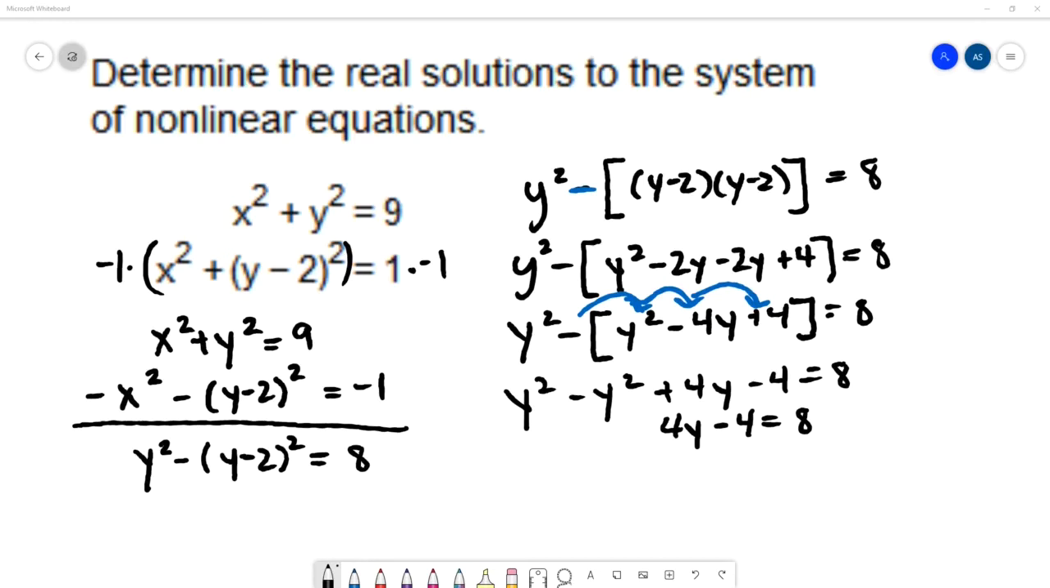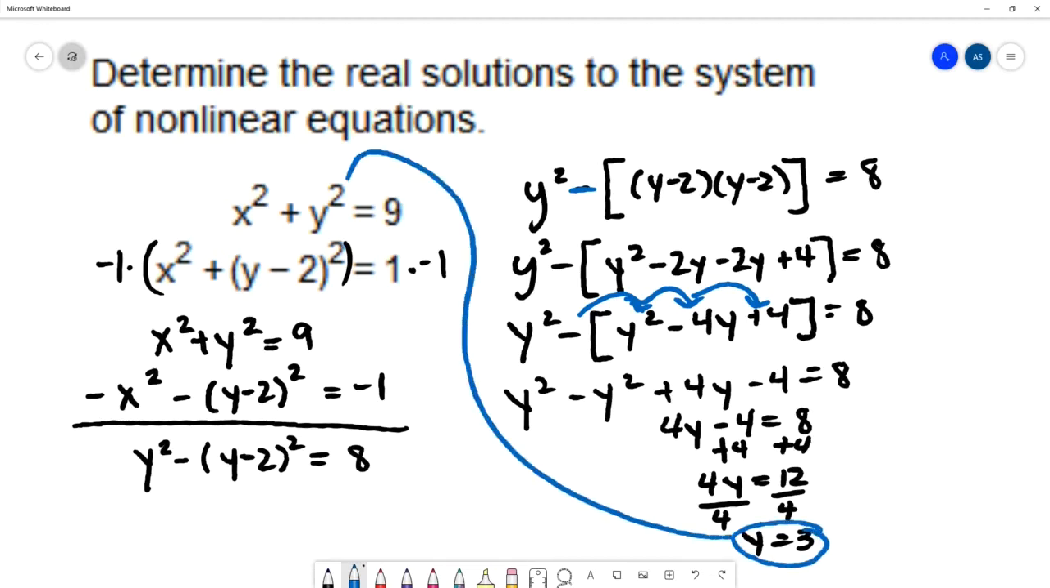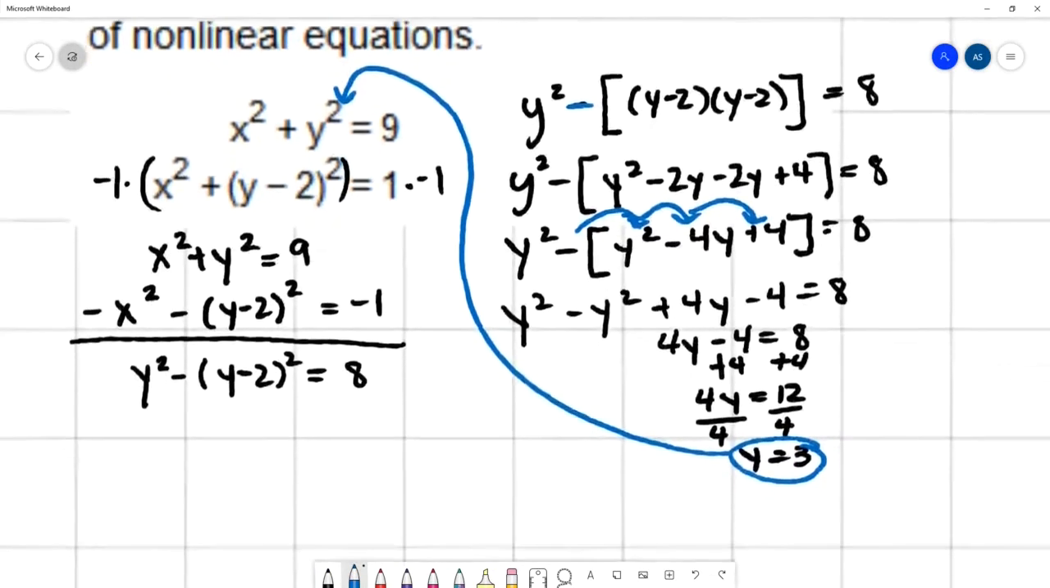Okay, now that the squareds are gone, we're going to solve for y. We're going to add 4 to both sides. That gives 4y equals 12. Divide by 4 and y equals 3. We've got the y coordinate of our solution. Let's substitute that back in to get the x coordinate.